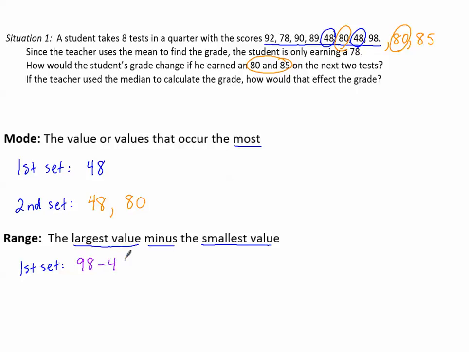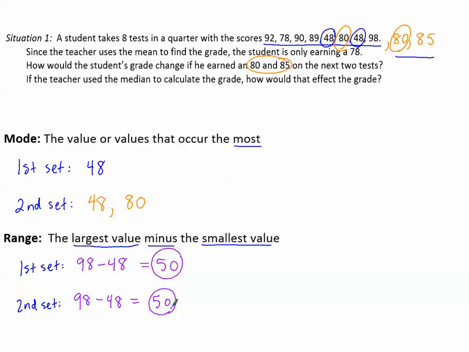98 minus 48 equals 50. The range of the first set is 50. In the second set, did we add numbers? Did we include data points that were below 48 or above 98? No, we didn't. So the range will be the same. 98 minus 48, which is 50.